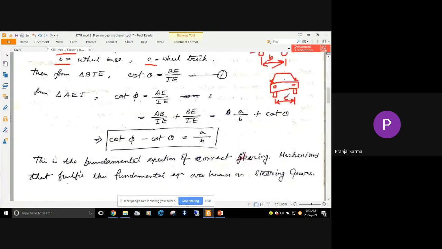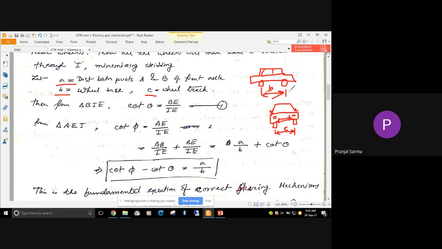It may get confusing, but throughout the mechanism, if you think of the front side, there will be the kingpin and all those things. In that case this must become a. So forget about that, and you must know that this is the wheelbase.